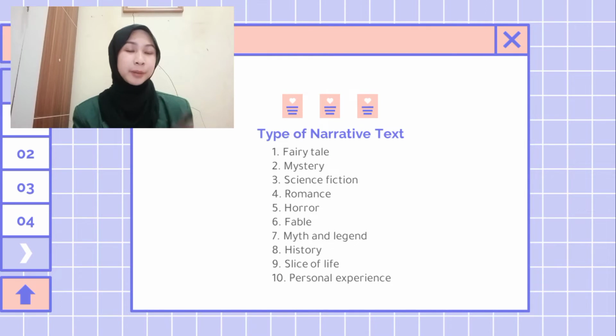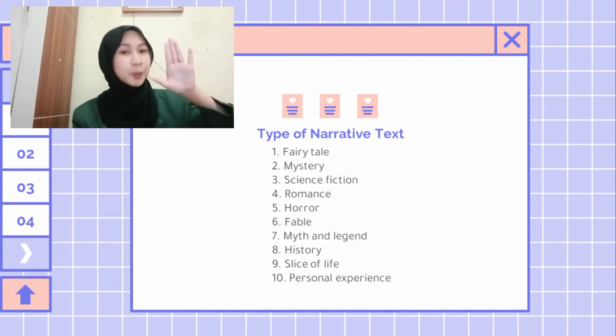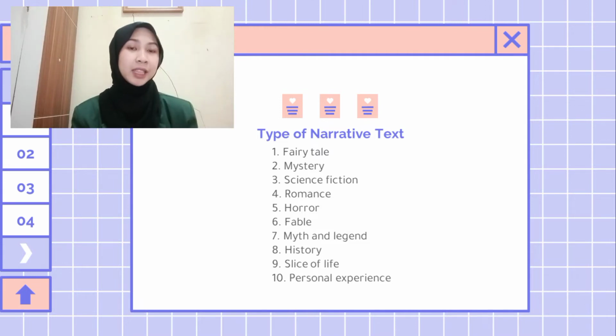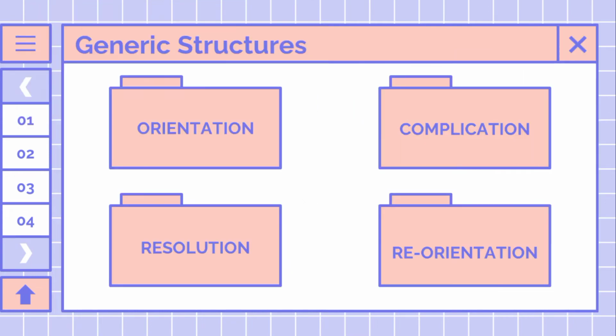Narrative text can be fairy tale, mystery, science fiction, romance, horror, fable, myth and legend, history, slice of life, and personal experience. And narrative text has four generic structures.